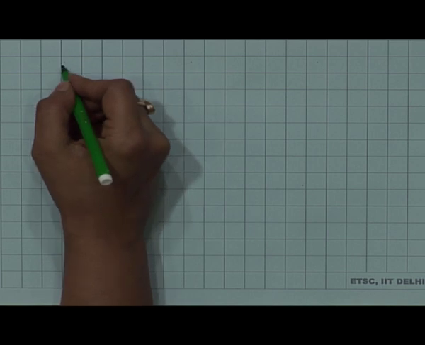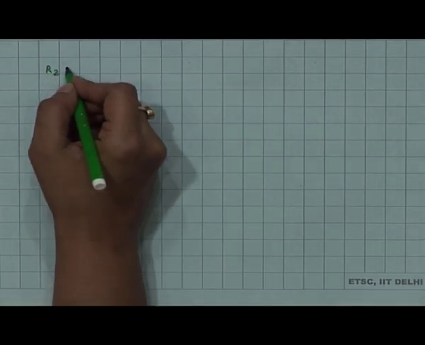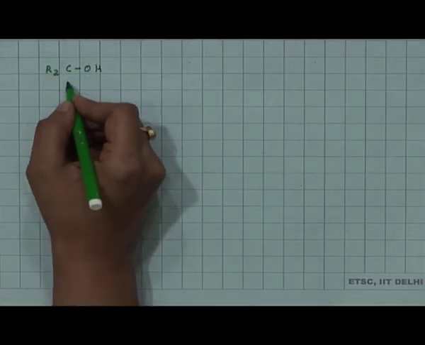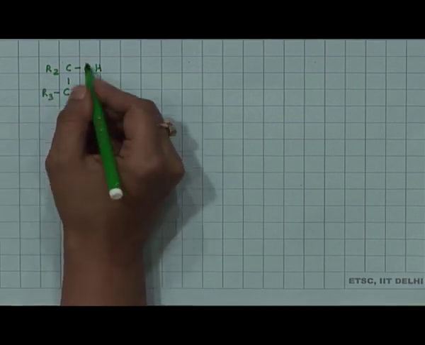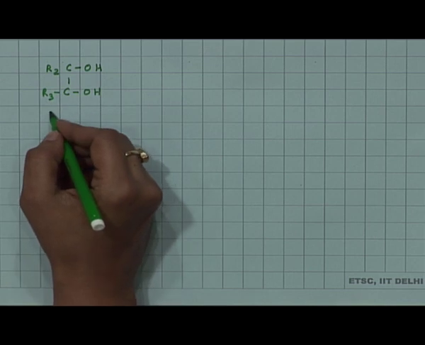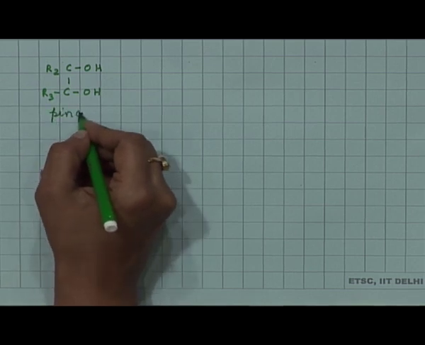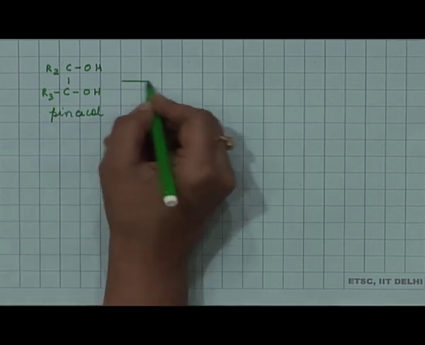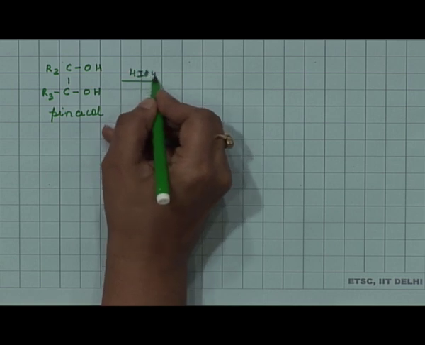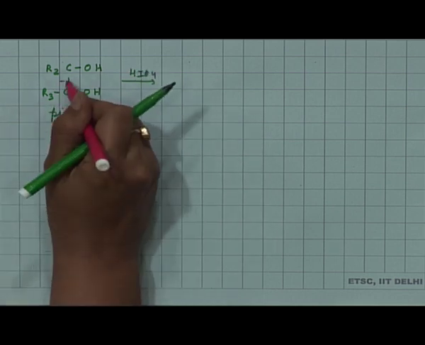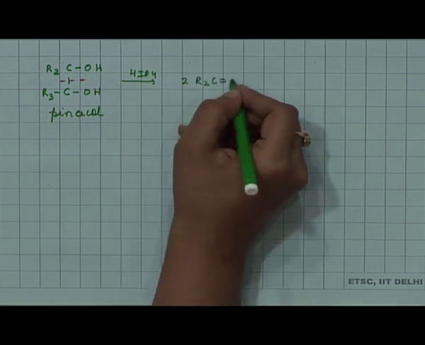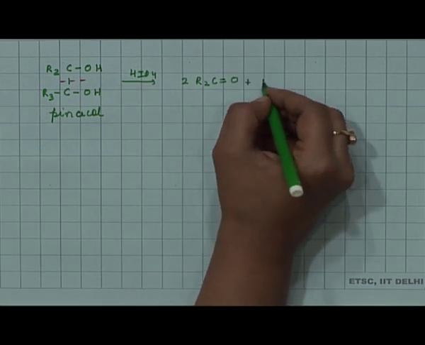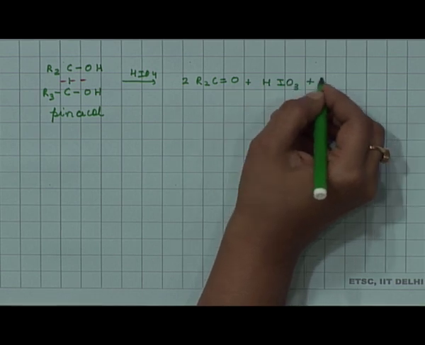If you start with both 3 degree alcohols, what you were introduced to last time, when you have a diol with both the carbons as tertiary, this is called a pinacol, and when you treat a pinacol with HIO4, you get 2 molecules of the ketone along with HIO3 and water.